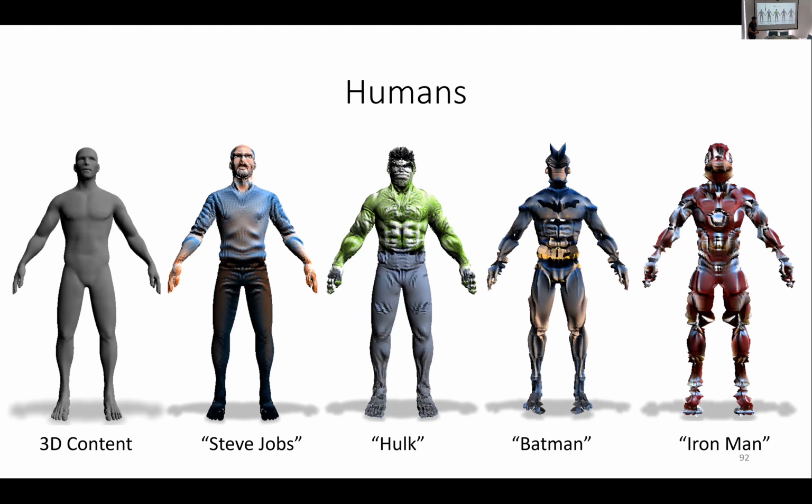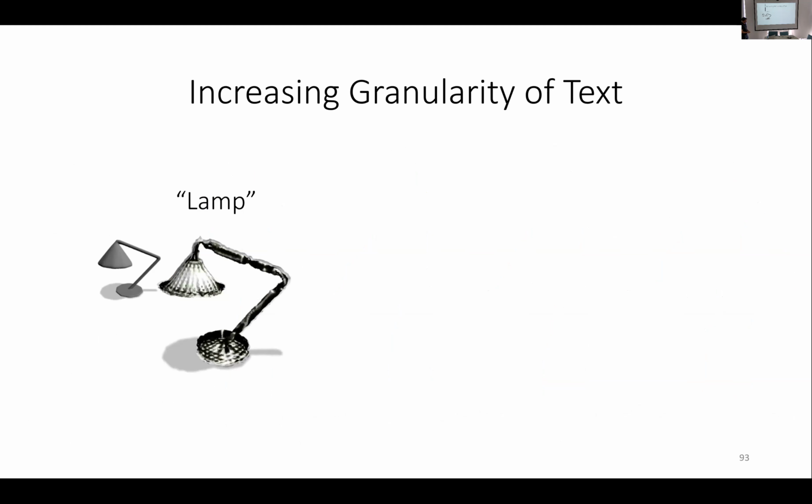What about humans? The interesting thing is, we took a mesh of a human and asked it to stylize it like Steve Jobs or Hulk or Batman and so on. Because the similarity loss has an understanding of individual people, it was able to stylize how it thinks Steve Jobs could look.